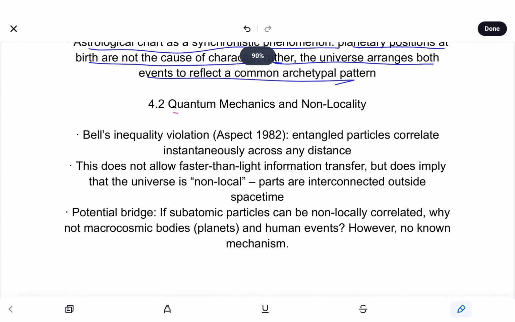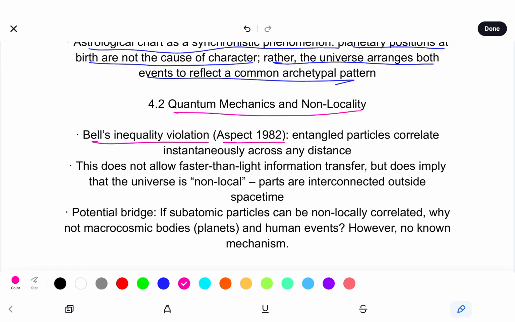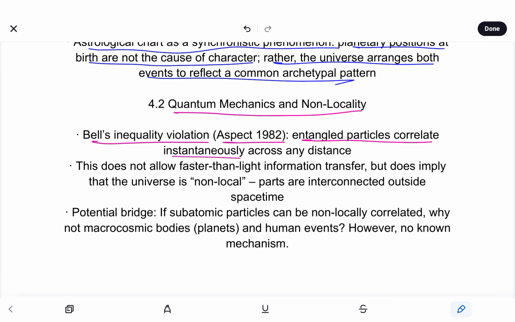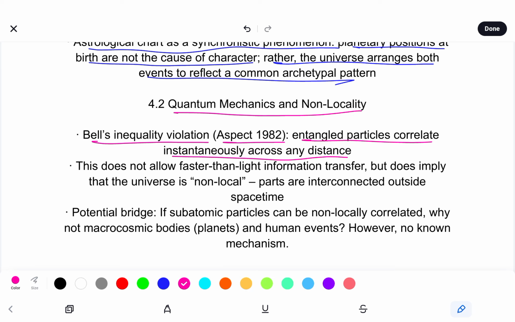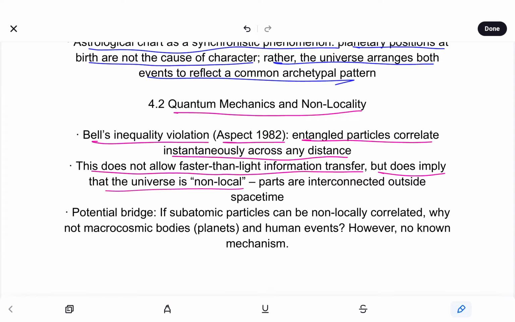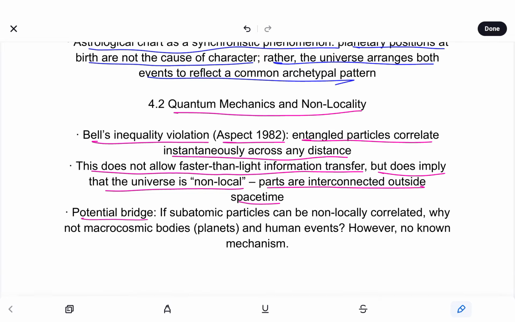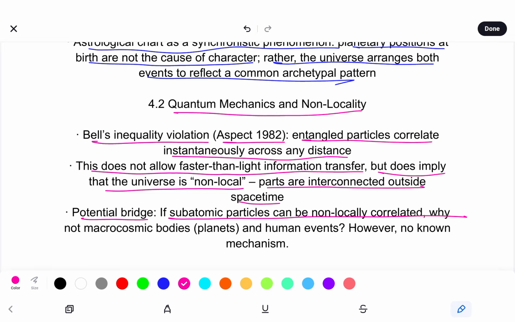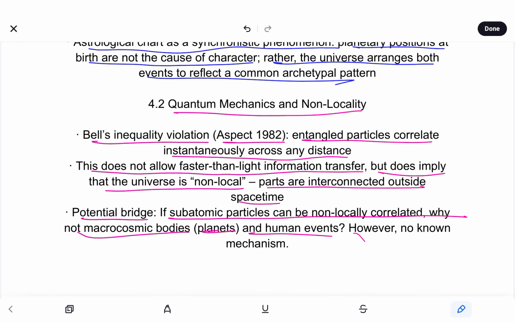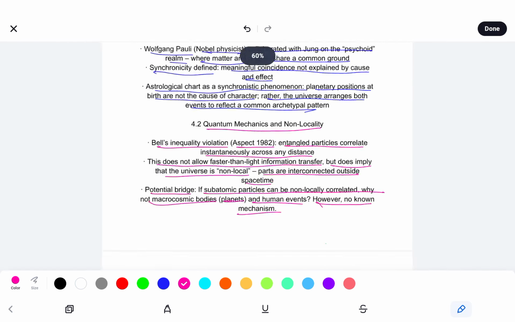Now, we see our quantum mechanics and non-locality. Bell's inequality violation, Aspect, 1982. Entangled particles correlate instantaneously across any distance. This does not allow faster-than-light information transfer, but does imply that the universe is non-local. Parts are interconnected outside spacetime. In our potential bridge: if subatomic particles can be non-locally correlated, why not macrocosmic bodies, planets, and human events? However, no known mechanism, right?